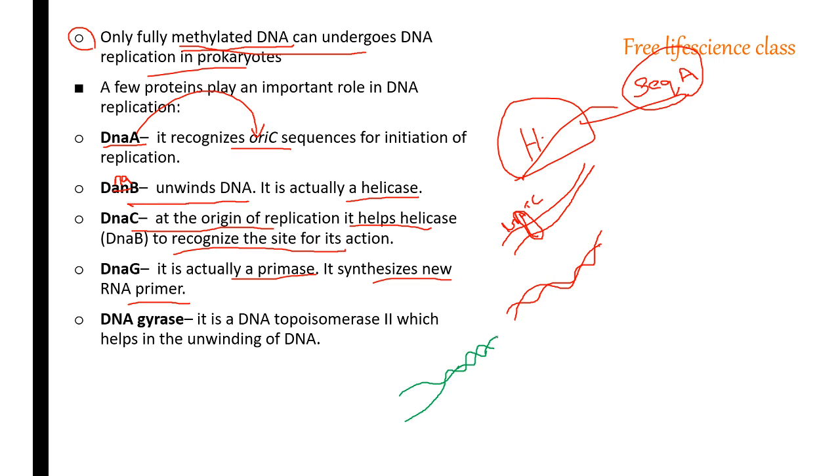It will break the DNA chain, release the tension, then seal that break. So topoisomerase helps in releasing the tension felt by the DNA double helix as a result of supercoiling. Due to supercoiling, it feels tension, so that is released with the help of DNA gyrase. It is actually a DNA topoisomerase enzyme. Basically, it is a class 2 topoisomerase.